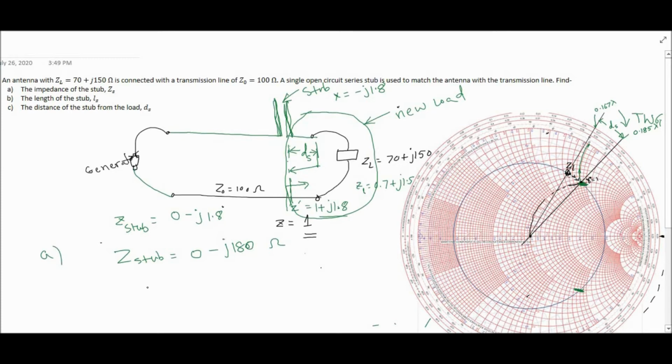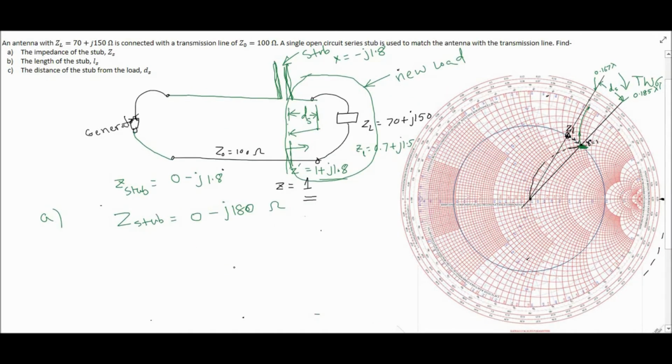So we solved part C and part A. Now we have to find the stub length. So how can we find the stub length? To find the stub length, basically we have a stub like this. So this is my open circuit stub. So this impedance will be ZOC, and ZOC is basically infinity. The open circuit impedance is infinity.